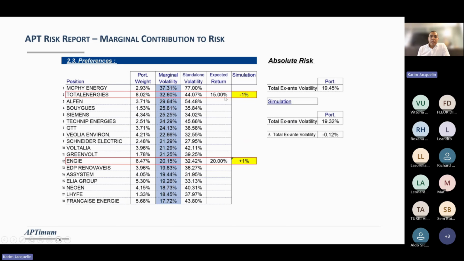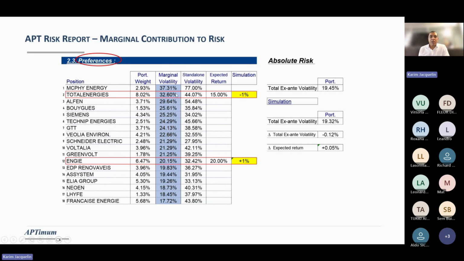But let's say that my expected return for Engie is higher than the expected return of Total Energy. In this case, with the same trade, I will increase my expected return because I increase the weight of the higher expected return and I reduce the weight of the lower expected return. So if I switch those two stocks, my expected return will increase. So I'm increasing my expected return and I'm decreasing my portfolio volatility. So if I'm a rational investor, I'm very happy because I have improved my risk-adjusted return.